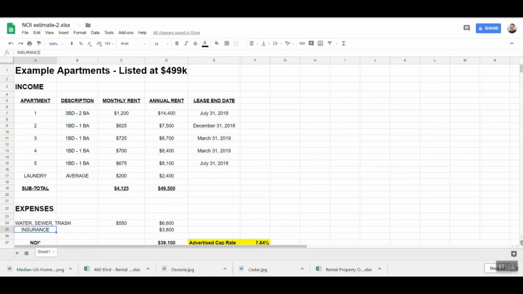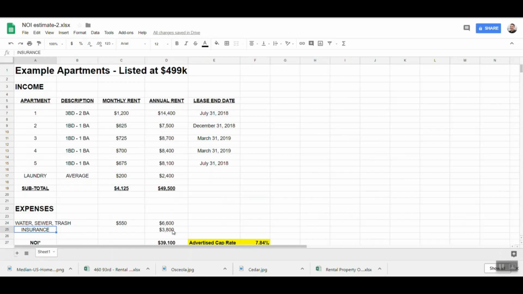Another thing I want to point out here, these are the actual expenses given to us in the MLS for this listing. You can see the only expenses for the property are water, sewer, and trash at $550 a month or $6,600 a year, and then insurance at $3,800 a year. So apparently, the seller does not pay his property taxes. He does not pay any management fees. He never repairs anything. What I'm getting at here is there are a lot of expenses that are missing from this operating statement or this income statement that was provided to us.